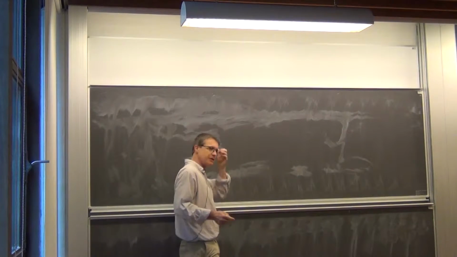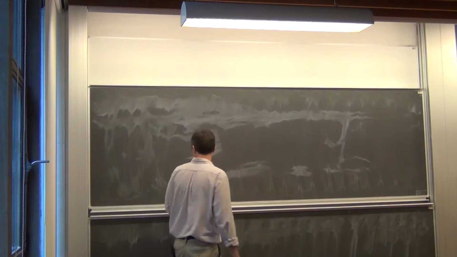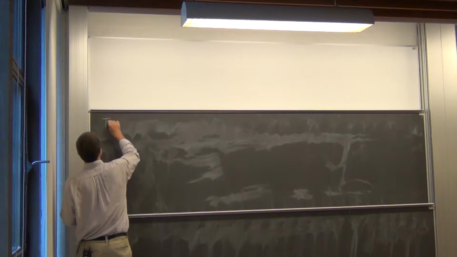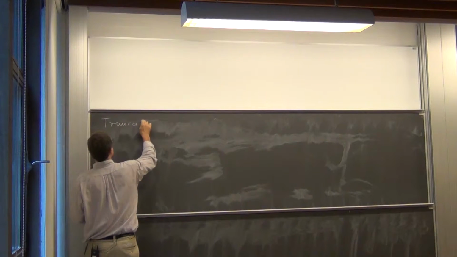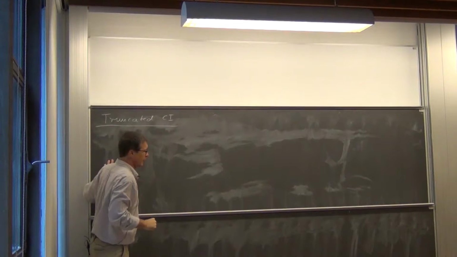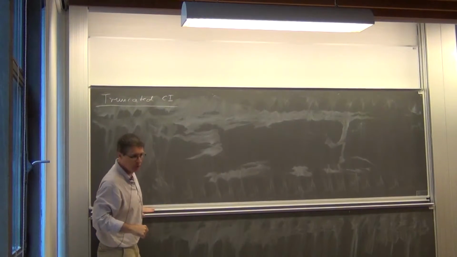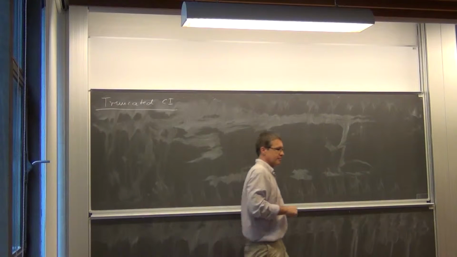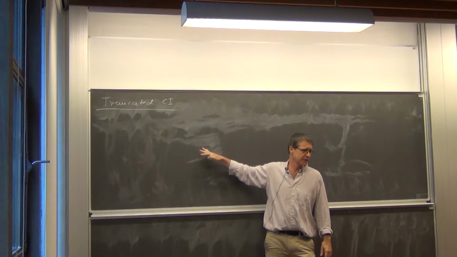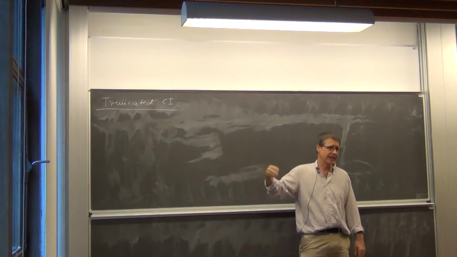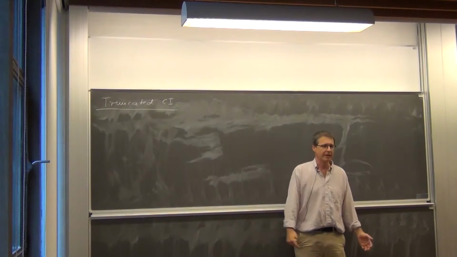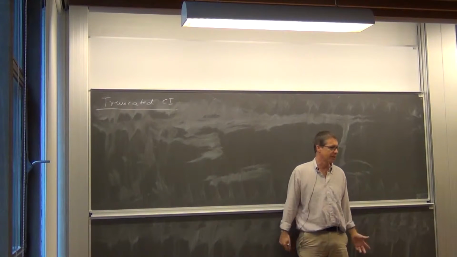Including all possible determinants, that's called full CI, as I said before, and everything else is called truncated CI. And as I mentioned before, I talk about these different contributions and issues in the context of CI because it's conceptually the simplest one, but it applies to all the other methods, Møller-Plesset perturbation theory and coupled cluster theory as well.